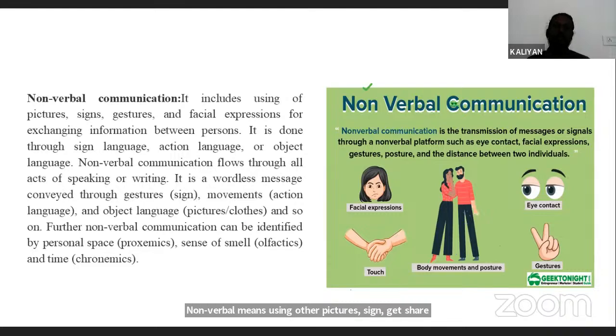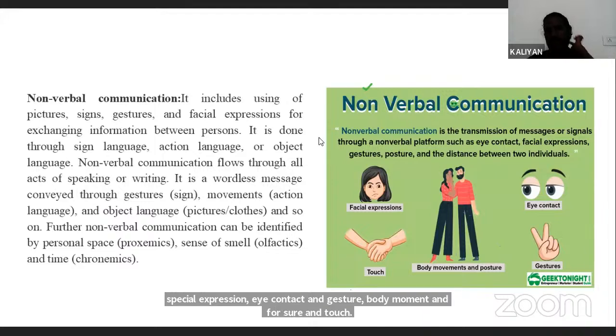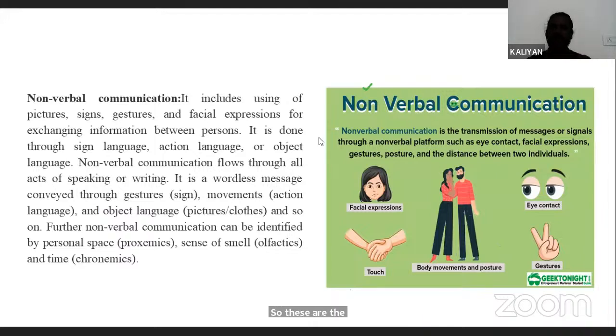So through pictures, signs, gestures, facial expressions, we are exchanging information between persons. It is done through sign language, action language, or object language. See this picture: facial expression, eye contact, gesture, body movement, posture and touch. So these are non-verbal communication, based on the channel. Based on the channel, two types: verbal and non-verbal. Under verbal, there are two types, oral and written.